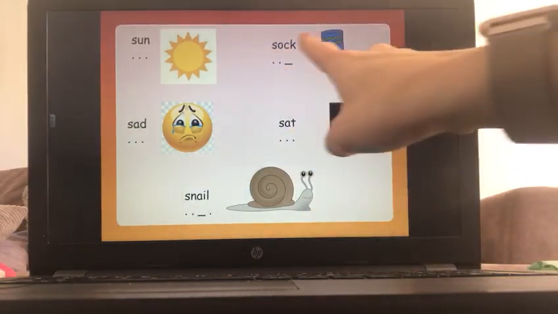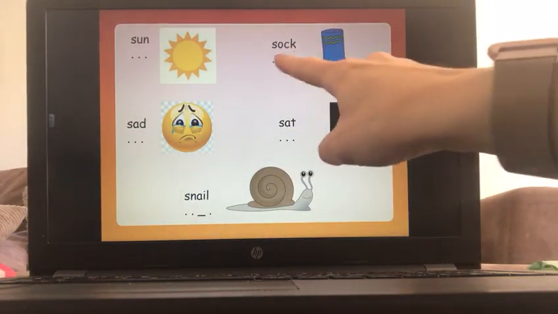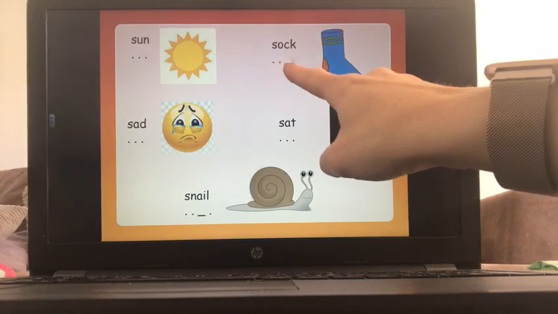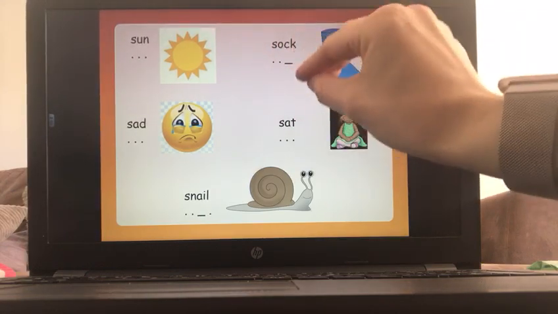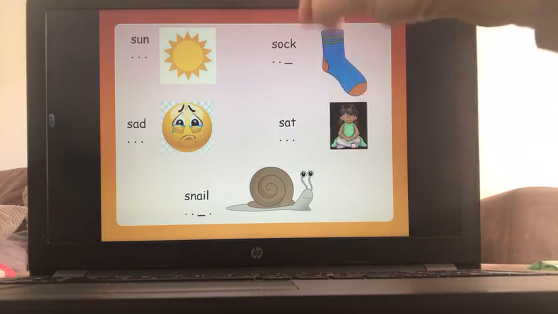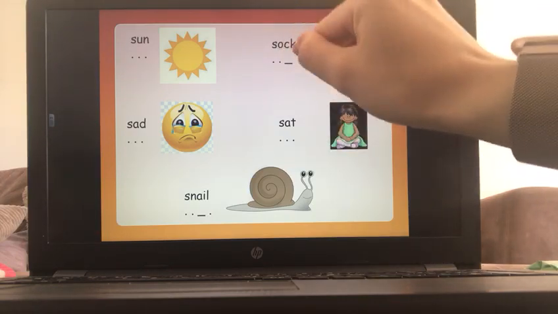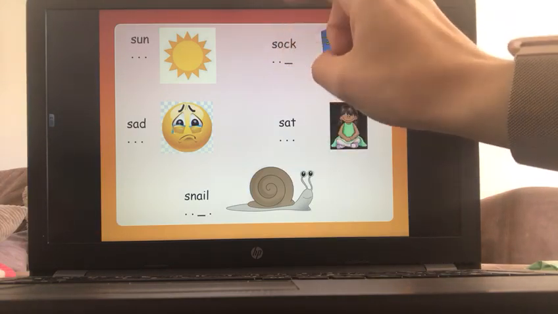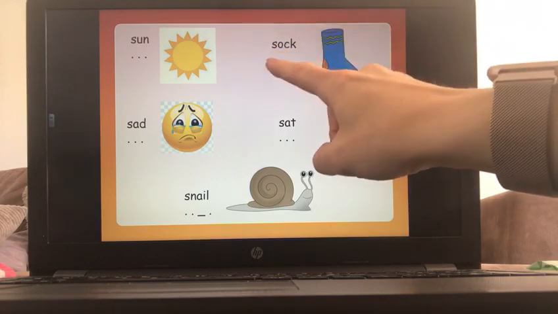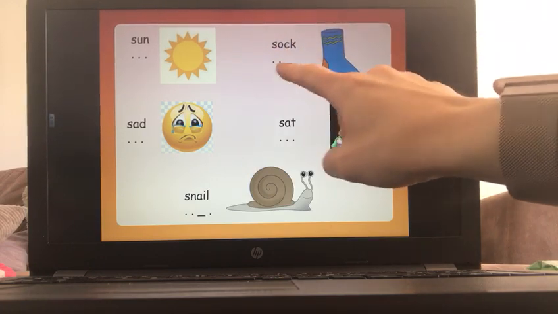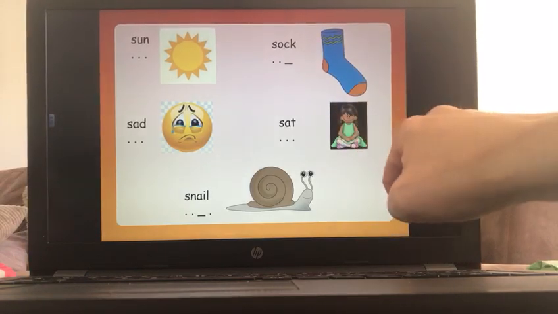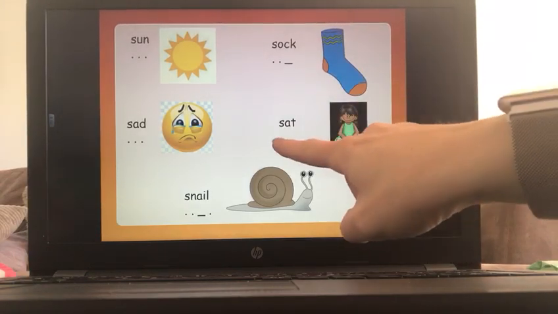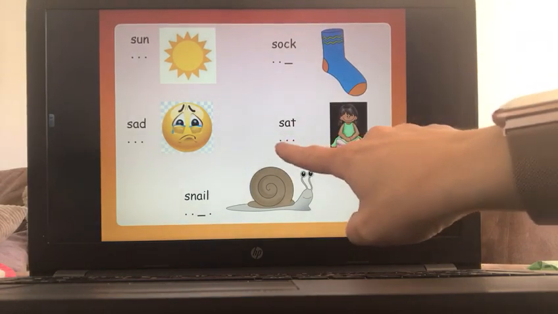Now we go on to this one here, which is a sock. And it's got something a little bit different here, a line. You don't need to worry about that too much. It's just to help with sounding out because we're just focusing on the sounds. We're not worrying about the spelling or anything like that, just the sounds. So we've got S-O-K, sock. Then this little girl here is sat. So we've got S-A-T, sat.